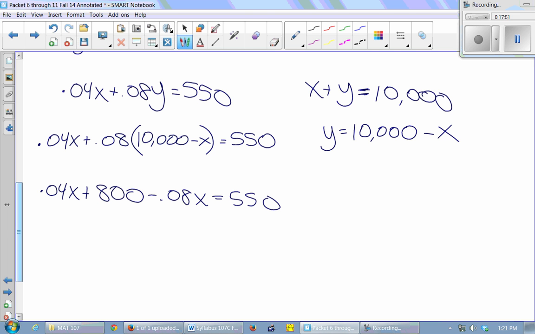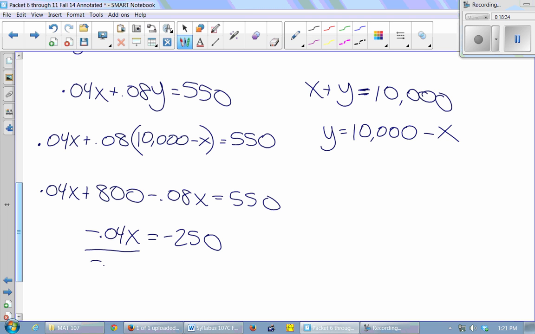Combine like terms, so I have negative 0.04x. Move my 800 over. What's 550 minus 800? Negative 250. Yeah. 650, 750, 800. Yeah, 250. Nope. Count from 550 up to 800. So you go 550, 650, 750, 800. Right. If you've ever worked in a place where you have to make change, do that counting back thing. Makes subtraction a lot easier.